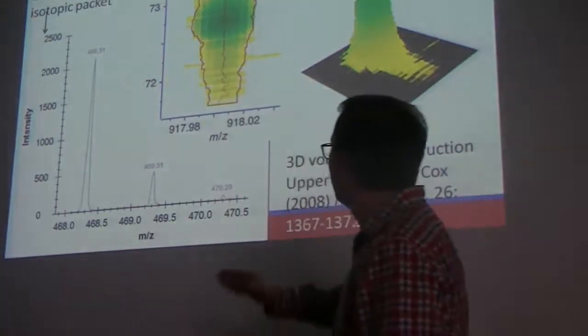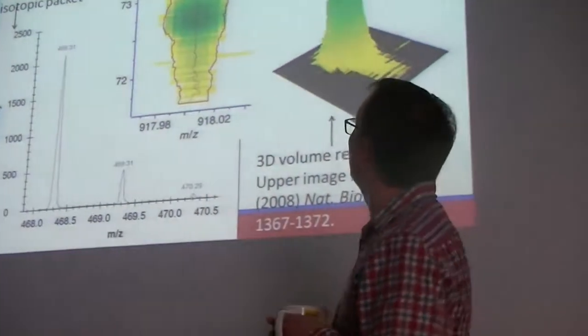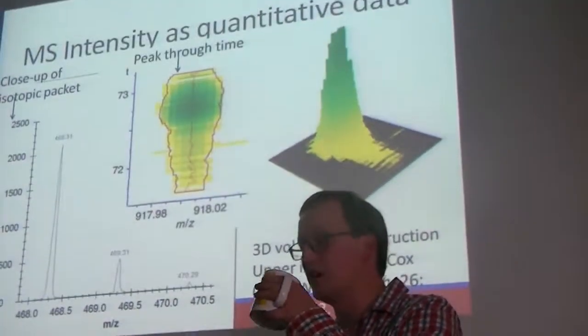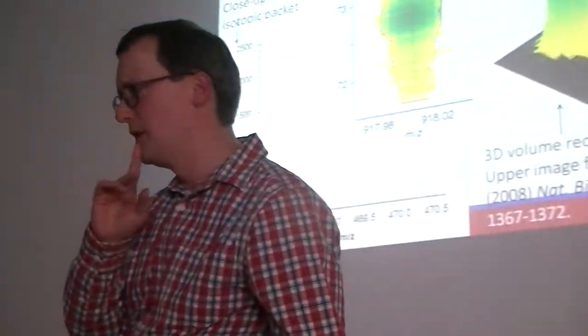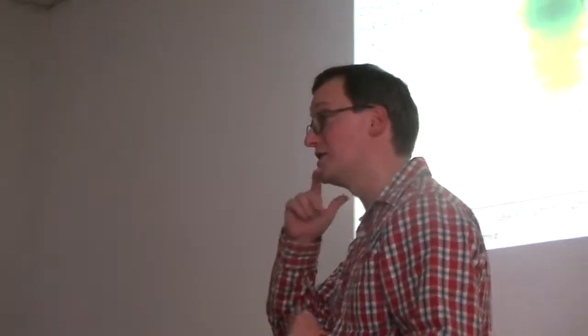Here we are looking at MS intensity as quantitative data. Imagine that instead of thinking only about the counts of spectra accumulated for each protein, we are instead thinking about the amount of intensity that was observed for the peptides of that protein. And that's what MaxQuant is intended to do.